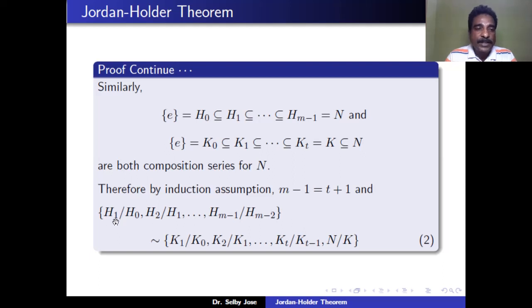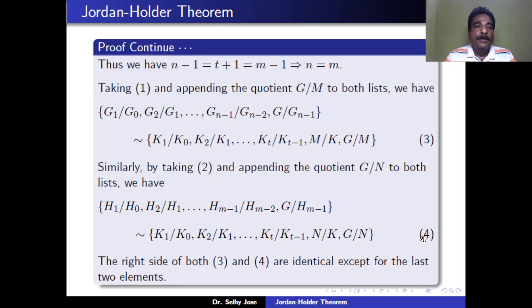That means the set H1 mod H0, H2 mod H1, etc., H(m minus 1) mod H(m minus 2), and the set K1 mod K0, K2 mod K1, etc., N mod K are in 1-1 correspondence, and the corresponding factors are isomorphic. So this equivalence, we call it equation 2. So therefore, we have n minus 1 is the same as t plus 1, and m minus 1 is also t plus 1. Therefore, n minus 1 is equal to m minus 1, which means that n is equal to m.